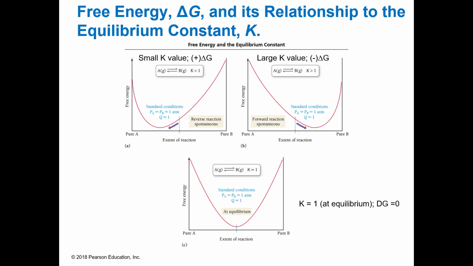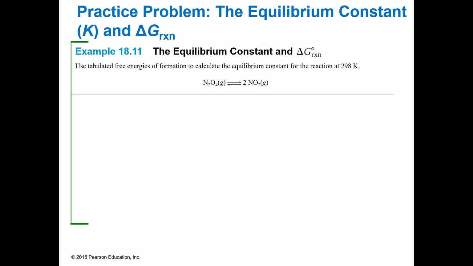All right, for the next one, we have a large K value. Then a lot of reactant goes to product, and the energy well is closer to product than it is to reactant. So again, it's easier for the ball to roll down the hill, if you want to think of it that way. So delta G is negative, which means it's spontaneous in the forward direction.